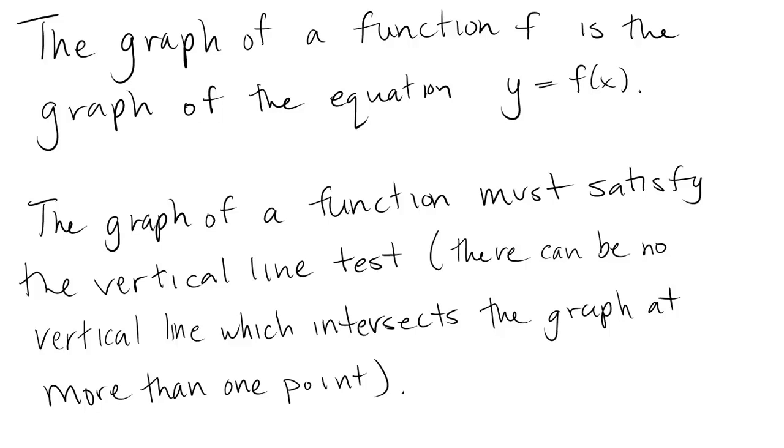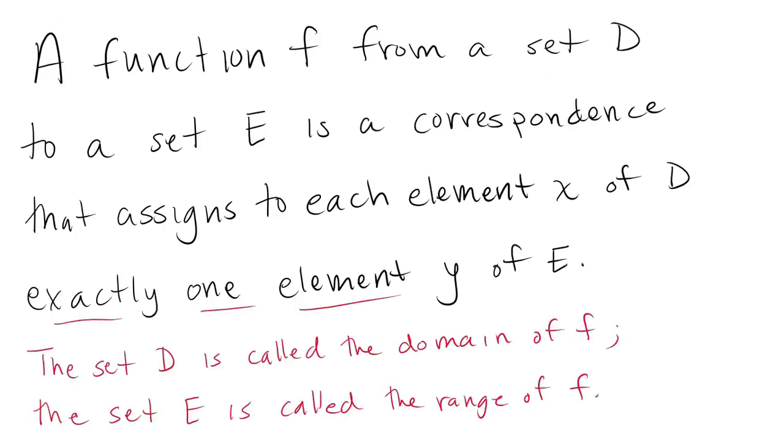The vertical line test tells us that in the graph of a function there can be no vertical line which intersects the graph at more than one point. And the reason for that is because of our definition of a function. Each x value gets paired with exactly one y value. If a vertical line touches the graph at more than one point, then that x value is corresponding to 2 or more y values, and that's not allowed in a function.